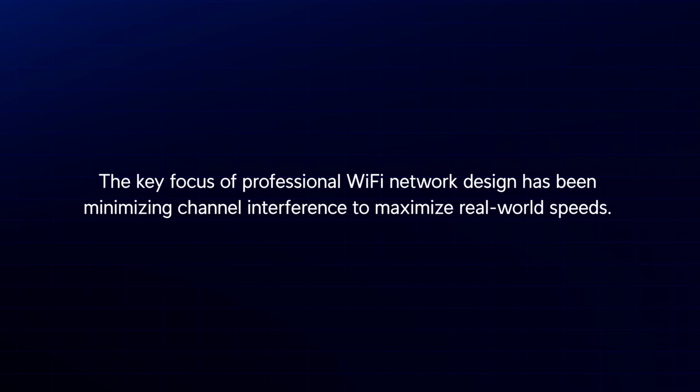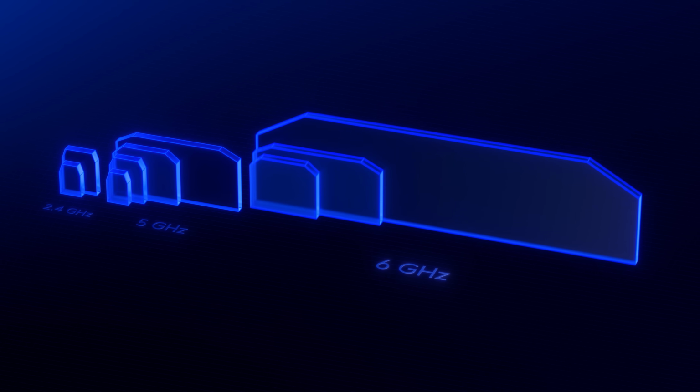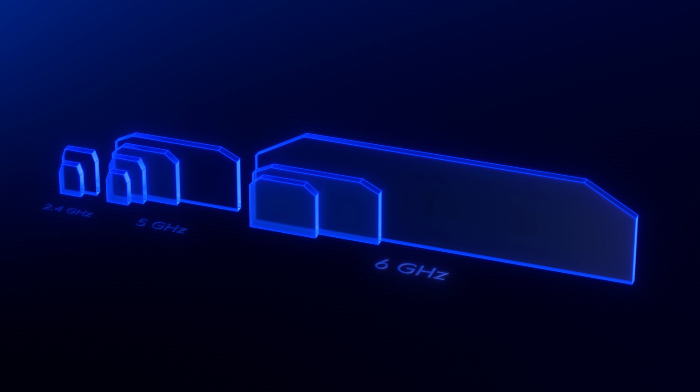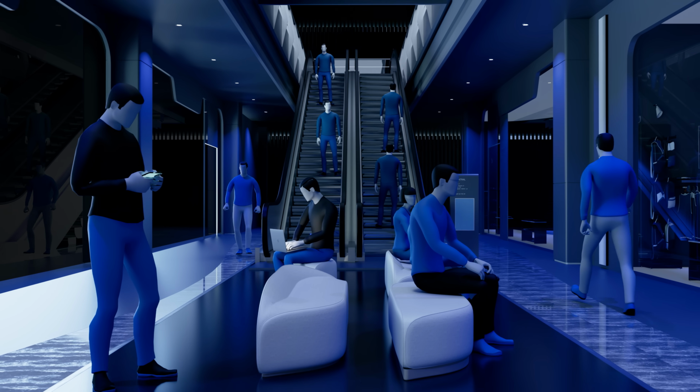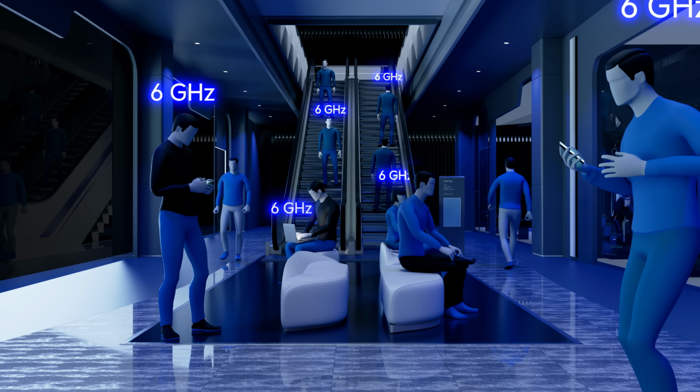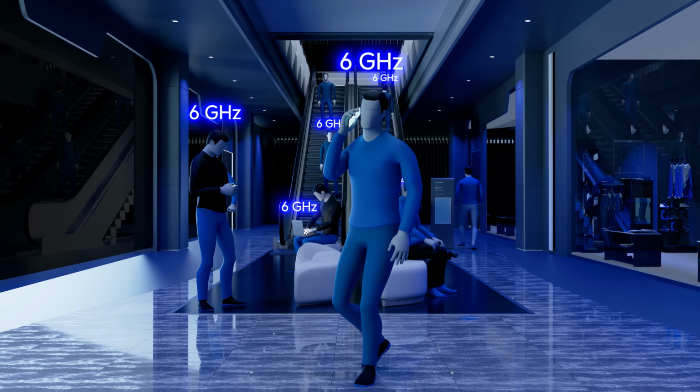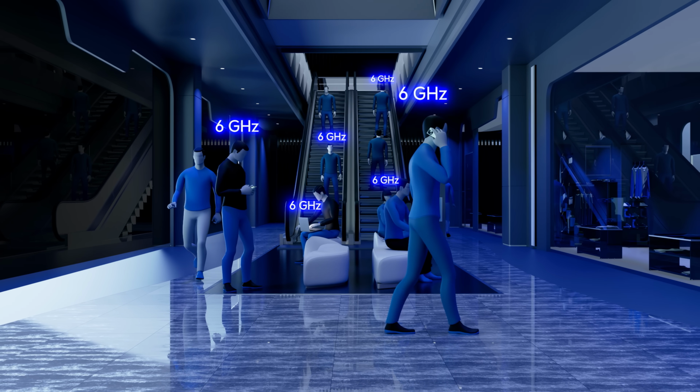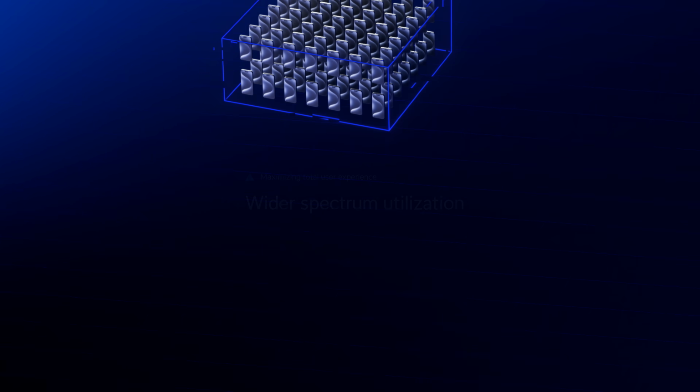Up until now, the key focus of professional Wi-Fi network design has been minimizing channel interference to maximize real-world speeds. However, with the opening of the 6 GHz band, which triples total available Wi-Fi spectrum, a shift is taking place. New client devices that support 6 GHz, whether they're Wi-Fi 6E or 7, now have so much interference-free spectrum available that the traditional design focus of careful planning using narrow channel widths is being ushered away in favor of a new design philosophy that encourages wider spectrum utilization.